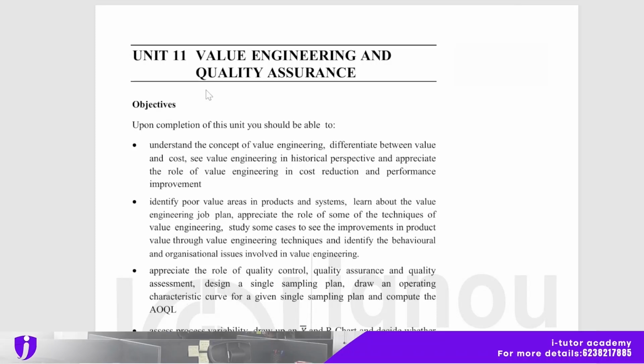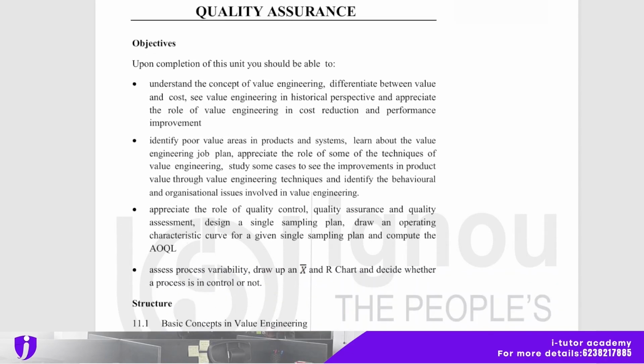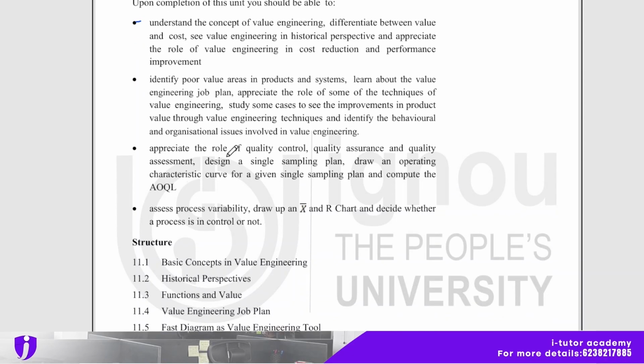Today we will start with Unit 11, that is Value Engineering and Quality Assurance. So the objectives of this chapter are to understand the concept of value engineering, differentiate between value and cost, and see value engineering in a historical perspective, and appreciate the role of value engineering in cost reduction and performance improvement. Identify poor value areas in products and systems, learn about the value engineering job plan and appreciate the role of some of the techniques of value engineering.